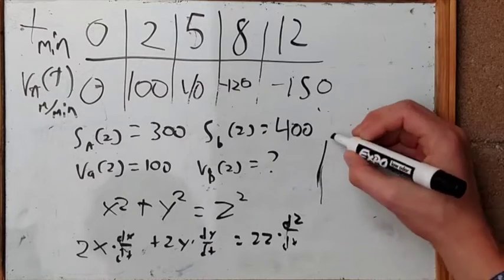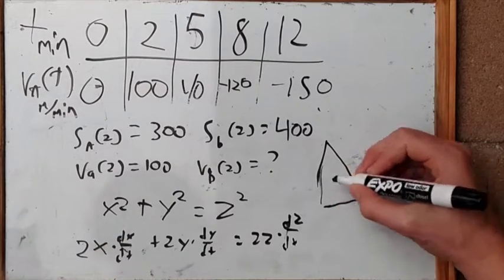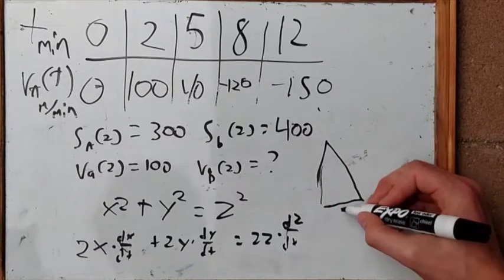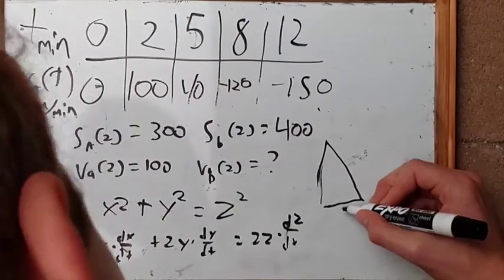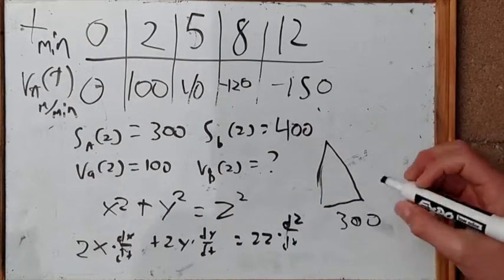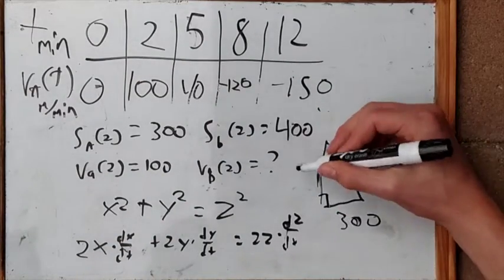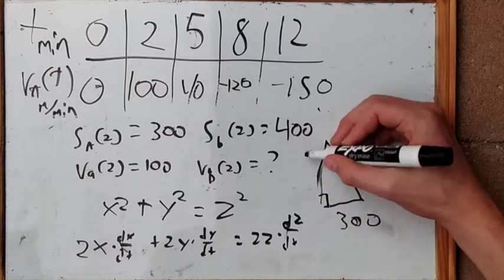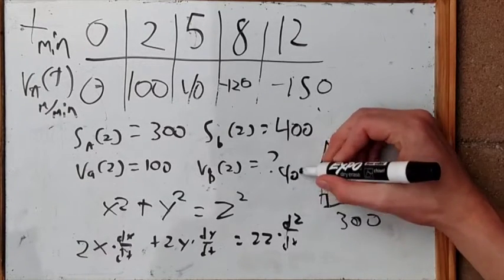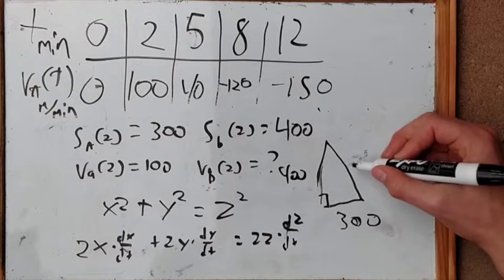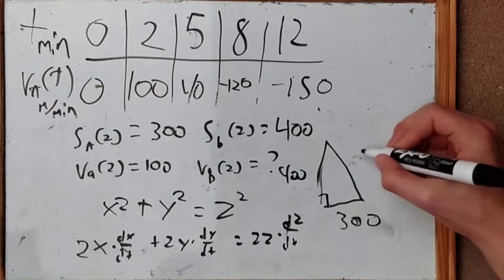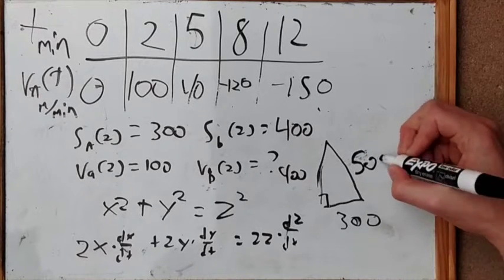We know that they make a right triangle together, like this. A goes along the bottom, and at time equals 2, it's 300. And this is the right angle. And then the other train, train B, goes up, and at time equals 2, it's 400. So this is a right triangle, and it's just a simple 3, 4, 5 triangle. So the answer for z would be 500. Put that up here.